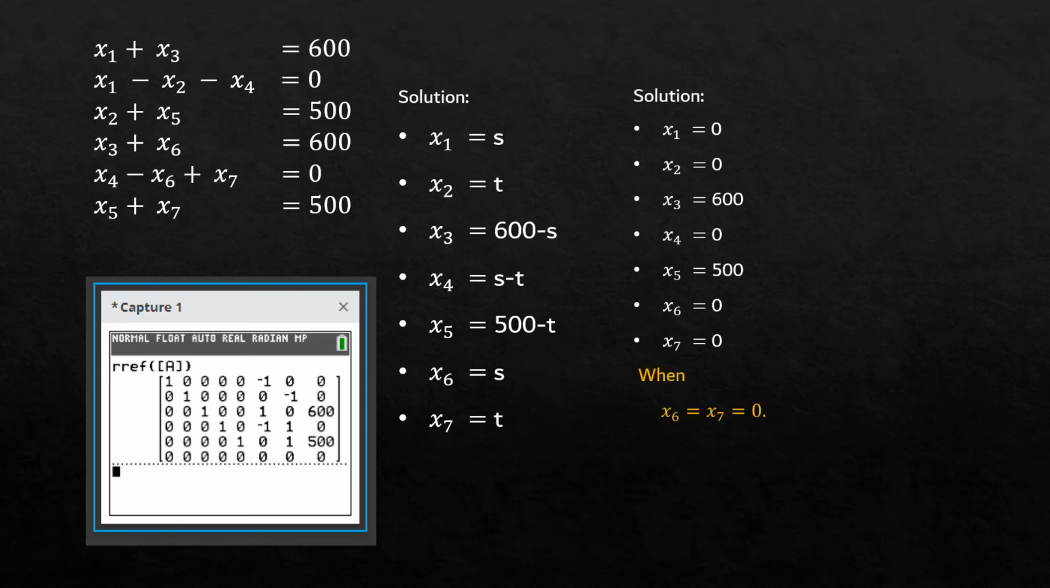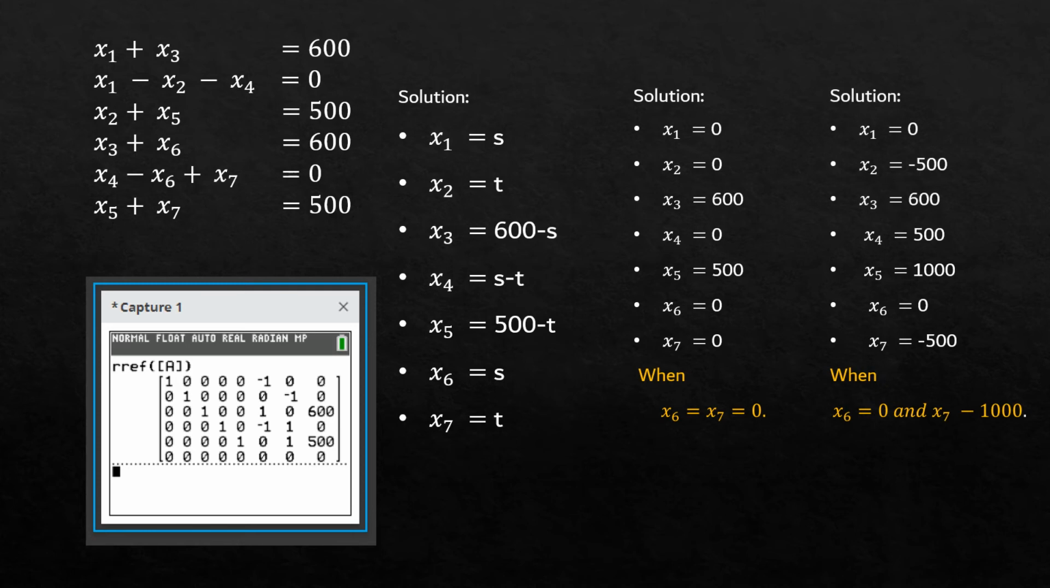In particular, when x6 is 0 and x7 is 0, we get the values by substituting s equal to 0 and t equal to 0, since x6 is s and x7 is t. The last question asked us to find the values when x6 is 0 and x7 is negative 1000. Substituting those two here, we get this as the solution.